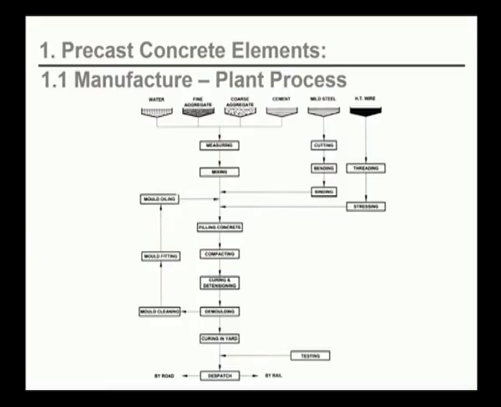I would like to take you through this figure, the planned process used for the manufacturing of precast concrete elements. If you see here, there is water, fine aggregate, coarse aggregate and cement. All these are measured, mixed and put together in a mixture. Then there is mild steel and high tension wires. These are cut, bent and bound together. Then the high tension wires are threaded and stressed, and the molds are put together.